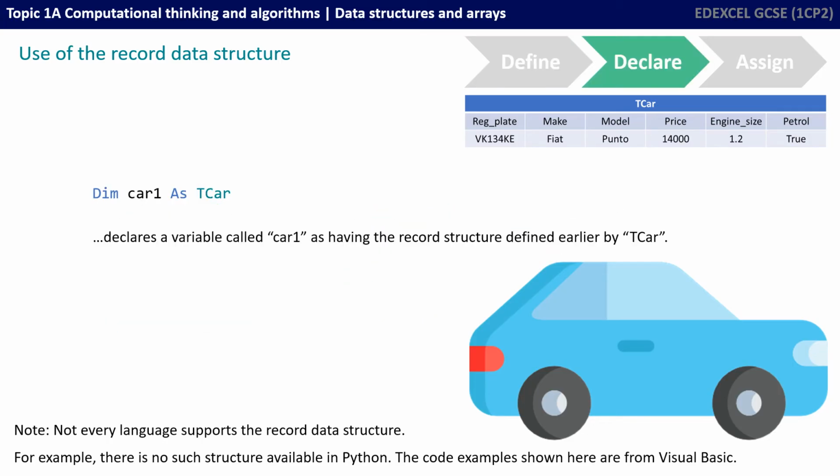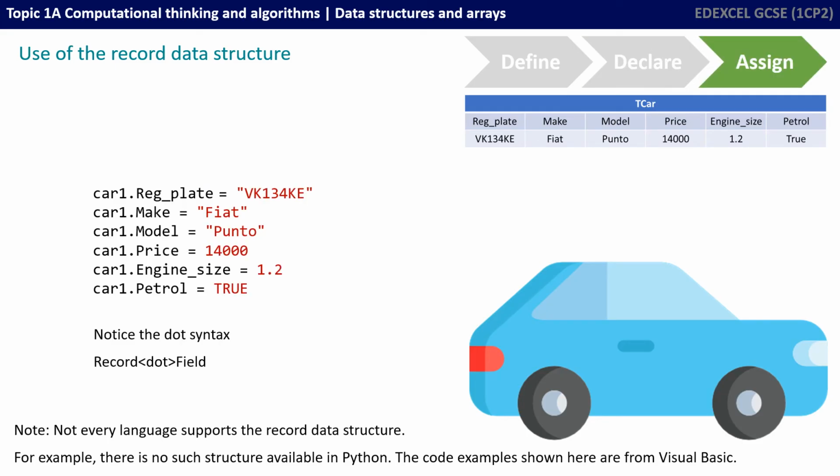Now we've got our template for our record definition, we can now use it to set up variables. So here I declare a variable called car1, and I tell the computer that car1's data type will be the record structure that we defined earlier by tcar. So I could have as many cars as I wanted here, car 1, car 2. I could even have an array full of different cars. Each of them would have the template of tcar.